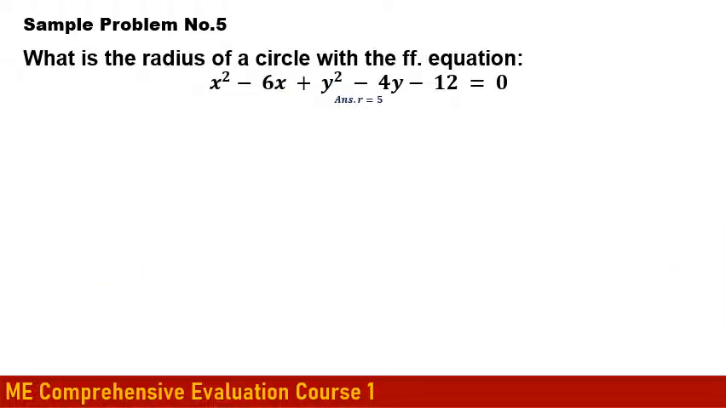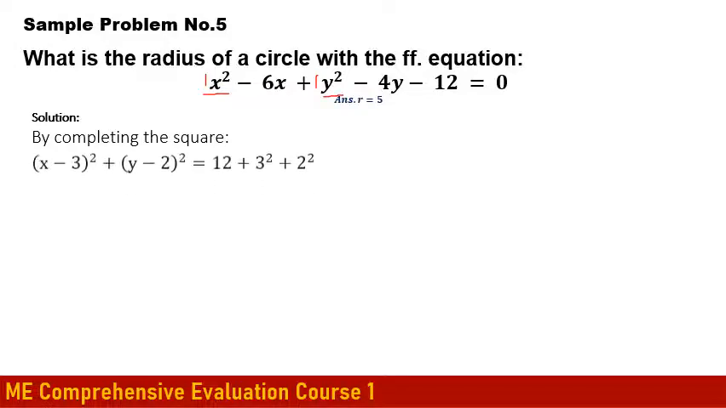Sample problem number 5. What is the radius of a circle with the following equation? So this is a circle because if you're going to look at it, the terms x squared and y squared have the same coefficient, which is 1, and they are both positive. So this is a circle. So for the radius of a circle, we can use completing of the square in such a way that we can condense this general equation into the standard equation. So by completing the square, we will reduce the general equation in this form.